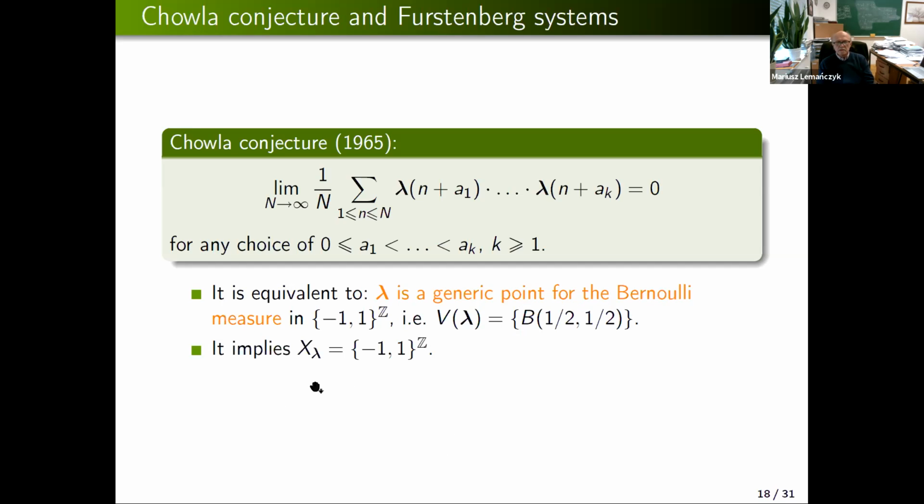In particular, the subshift generated by the Liouville function is just the full shift. This looks very simple, but please remember that even this fact is open. It's a very hard and open question in number theory, in mathematics. It's still open. But anyway, we see that in fact the Chowla conjecture is just ergodic theory.